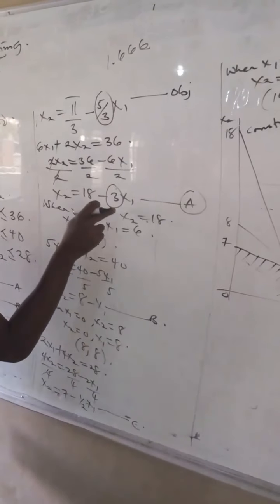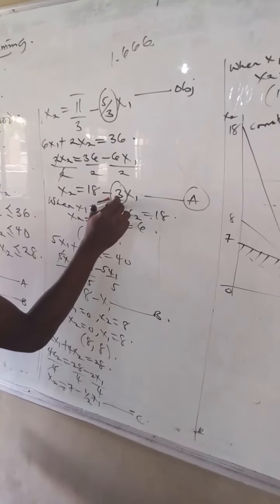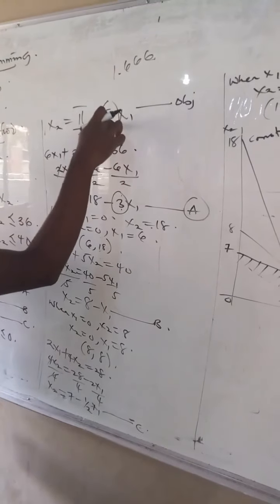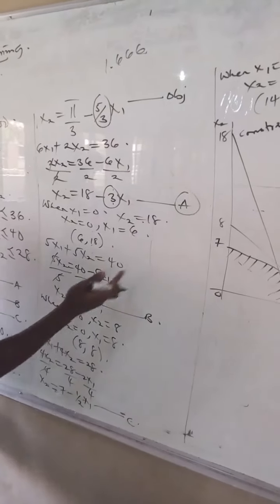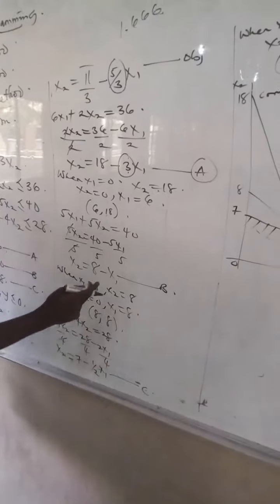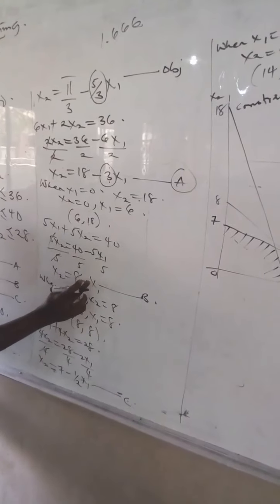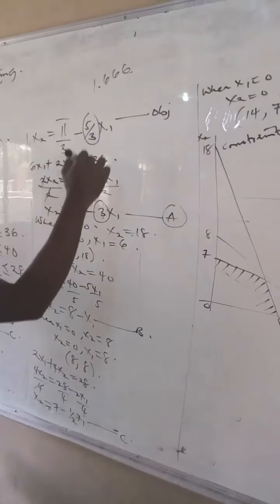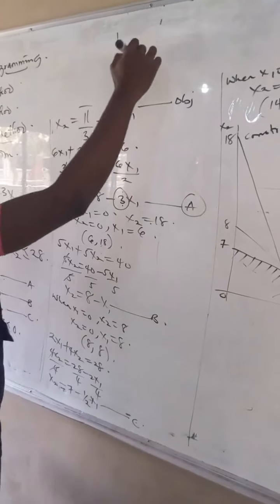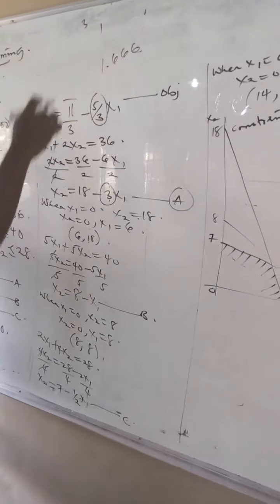The slope of constraint A is 3. The slope of the objective function is 5/3, which is 1.67. Now you come down to constraint B. Constraint B, the slope is 1. Now if you look at it, 1 is closer to this. The first one is 3, and 3 is very far away from this.